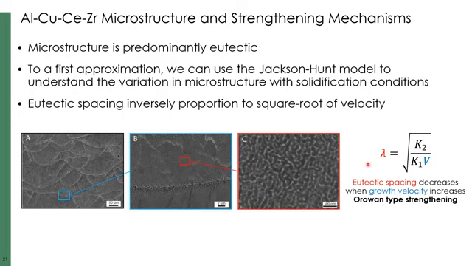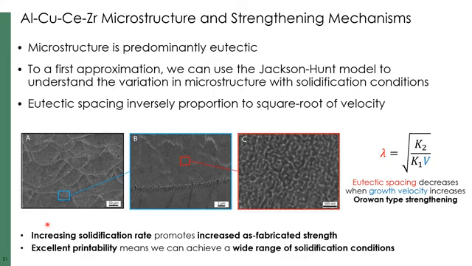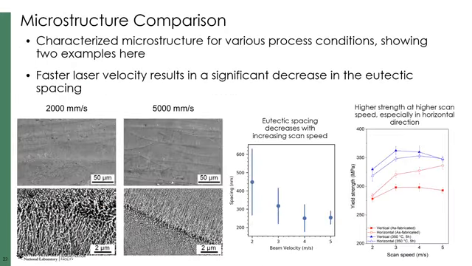So our hypothesis here is that by increasing our solidification rate, we can promote an increased as-fabricated strength. And because we've got an alloy that's designed for excellent printability, we should be able to achieve a very wide range of solidification conditions. If we take a look at this experimentally, we see the type of microstructure that we get at different sets of processing conditions. You can see that if we go from 2,000 millimeters per second laser velocity to 5,000 millimeters per second laser velocity, we get a pretty significant refinement in our eutectic structure.